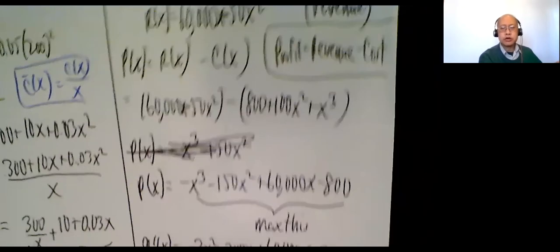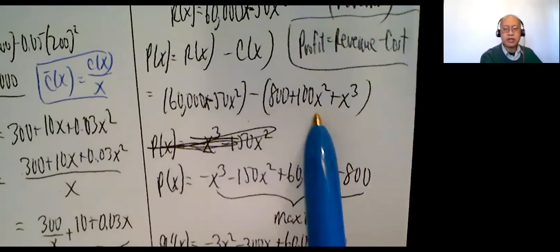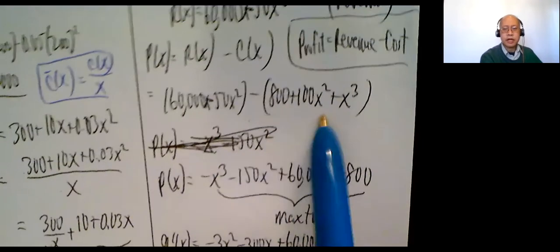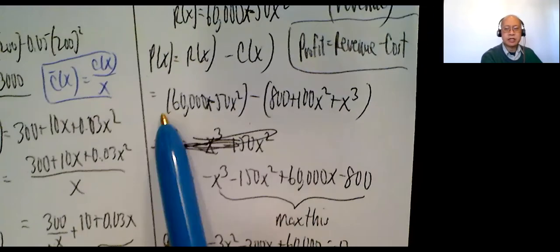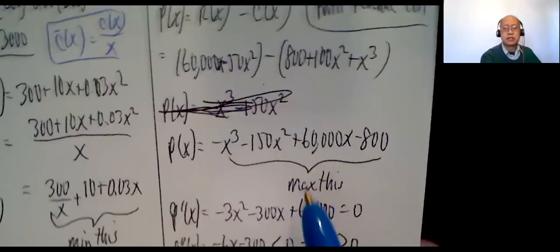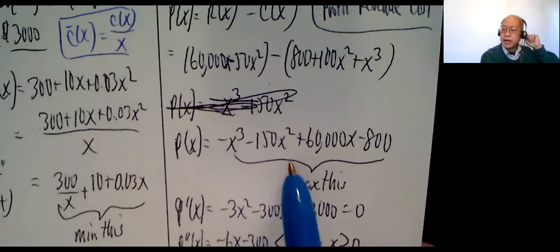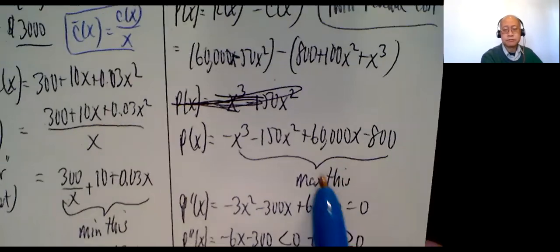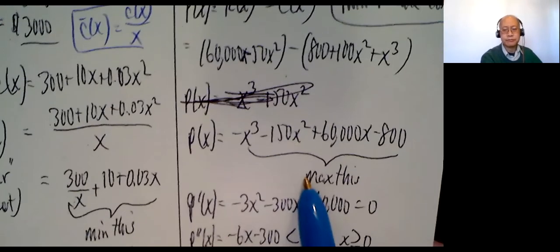So I think everything's accounted for. The only two terms that combine are the x squareds, that one and that one. Negative 50 and a negative 100, negative 150. Everything else is singletons. Negative x cubed, positive 60,000 x, and minus 800. Okay. So I want to maximize this quantity. And again, for this kind of word problem, x should be greater than or equal to 0. You can't sell or buy negative quantities.